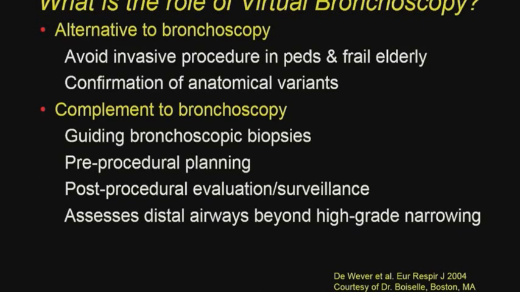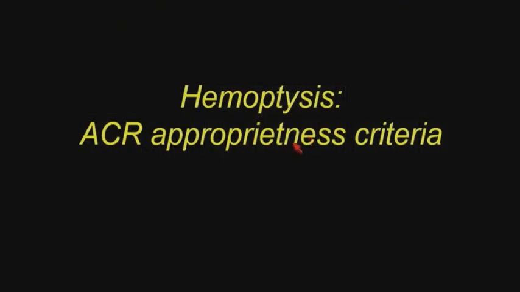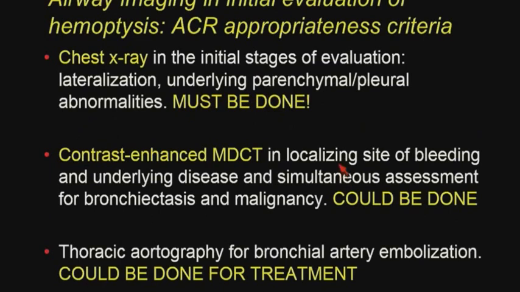And also, what is interesting is the use of it: it can help us to assess distal airways beyond the high-grade narrowing. This is a patient with a very large proximal neoplasm, and actually conventional bronchoscopy was impossible in this patient. And by applying the virtual bronchoscopy, we can actually look in a very comprehensive way in the more distal airway tree. So what are the current ACR appropriateness criteria for imaging of hemoptysis?